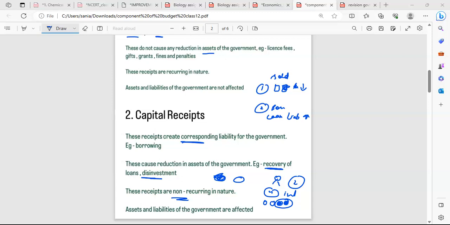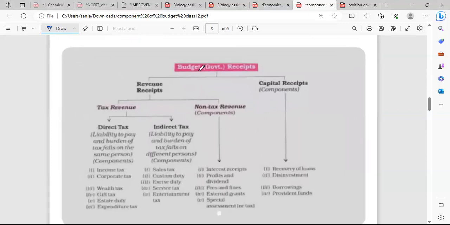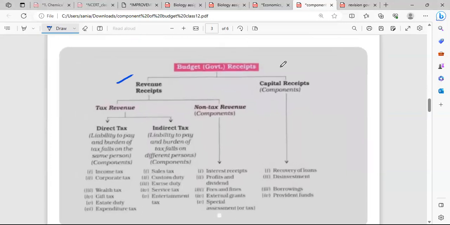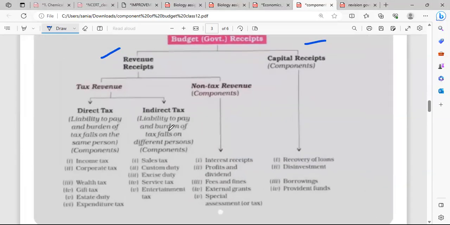Yes. Yes, ma'am. Okay. Now, this is a table, right? So, over here, the receipt part I was talking about, revenue receipt and the capital receipt, right? Now you will draw this table. Why is this table important? Because sometimes they'll give you sales tax and they'll ask you to tell whether sales tax is a revenue receipt or a capital receipt.